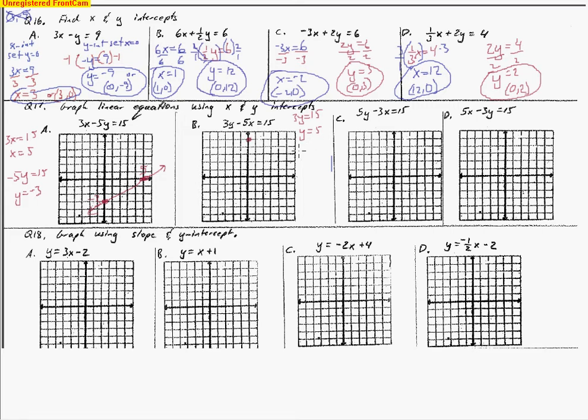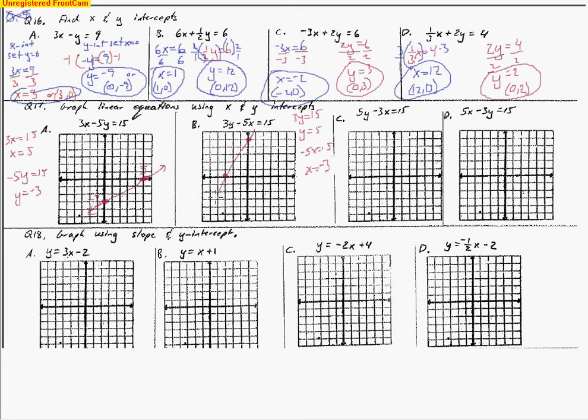Use the... find the x-intercept by setting y equal to 0. Negative 5x equals 15. Divide by negative 5, x is negative 3. So go down, or to the left, 3 spaces. So left 3 and put that point. And then from there we can go ahead and draw the line between those 2 points.